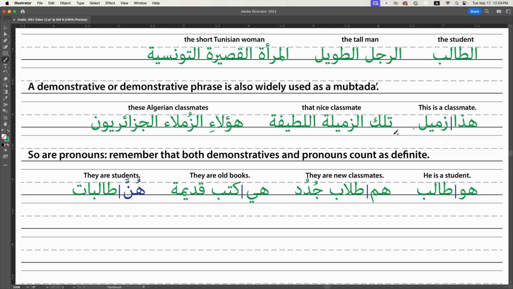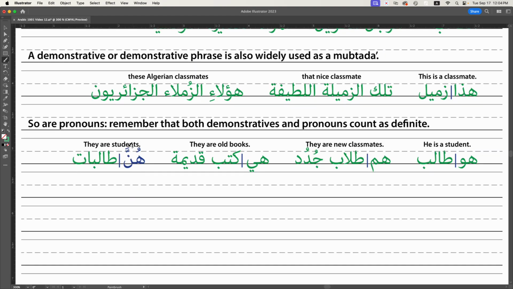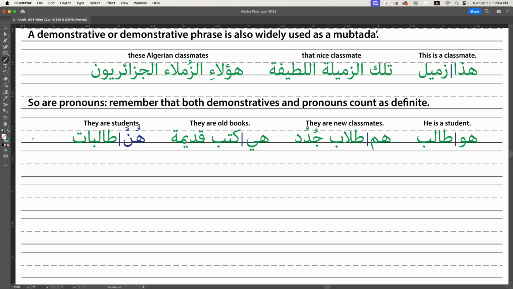Now I'm thinking I should have put zamil in blue, but ma'alesh. Ma'alesh, another great word. Stuff happens. Things are imperfect. Deal with it. So hunna talibat, they are students. So pronouns are always definite, so they're really good candidates for mubtadas, and we begin sentences with them all the time, both in Arabic and in English.